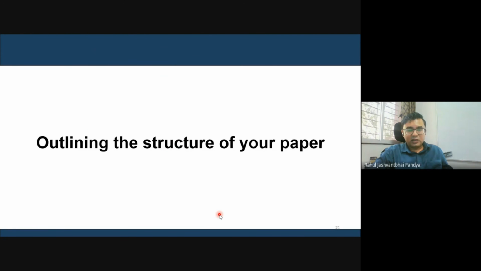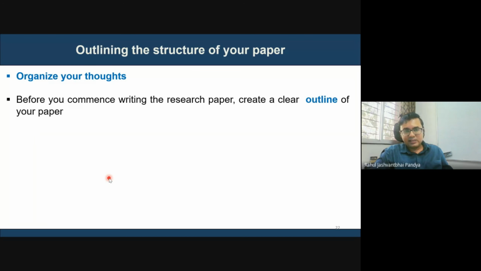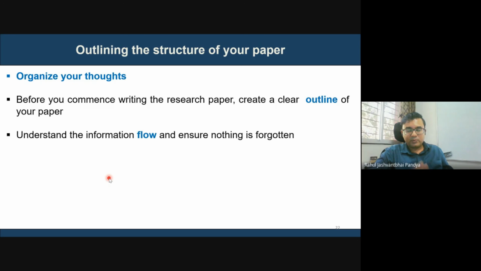Now everything is done. Once we enter the writing phase, outlining is very important. The structure of the paper has to be decided nicely. So when we start writing, let's say the entire research has been conducted, we have the outcomes, we have everything. Now we want to organize our thoughts. Before we commence writing the research paper, we have to make a clear-cut outline of our paper. We have to look at the entire information flow. We have to ensure that nothing is forgotten.